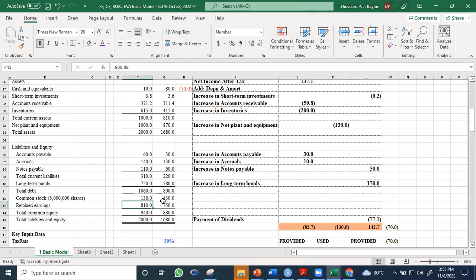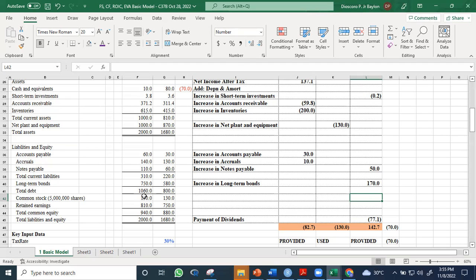Sabi ko, if there was a change in your common stock, papasok din dito yan sa financing. Okay, kung tumaas yan, so it's a liability, it's an equity, therefore magiging source of cash yan. Kung bumaba siya, magiging use of cash. All right? Retained earnings, hindi na ano yan kasi it's taken into consideration.